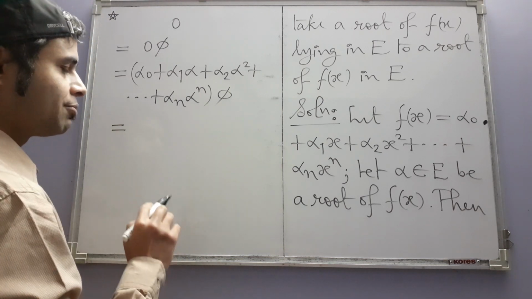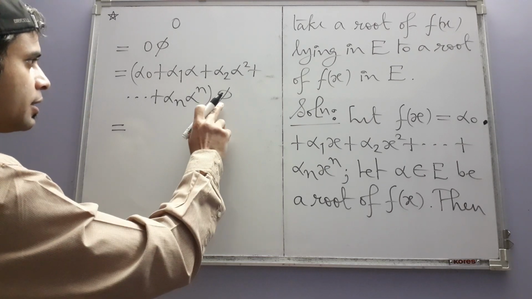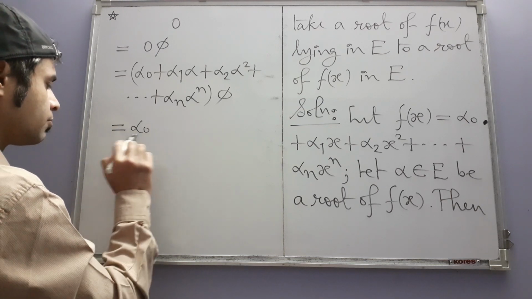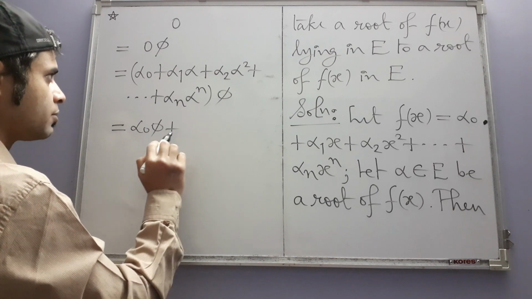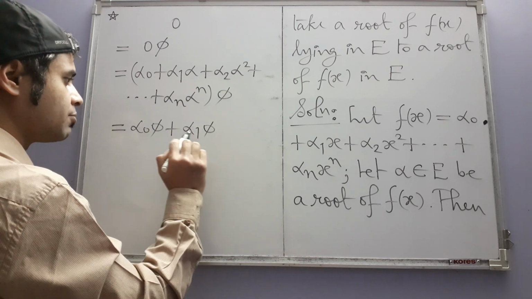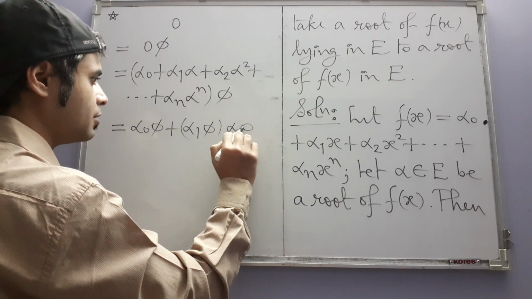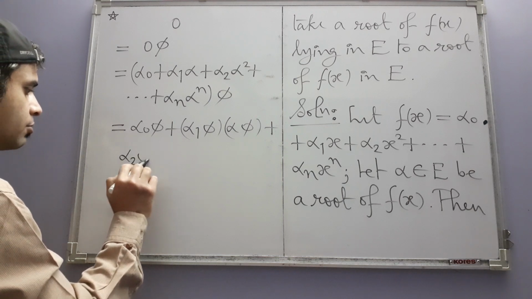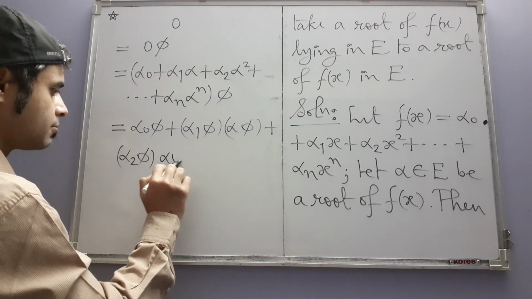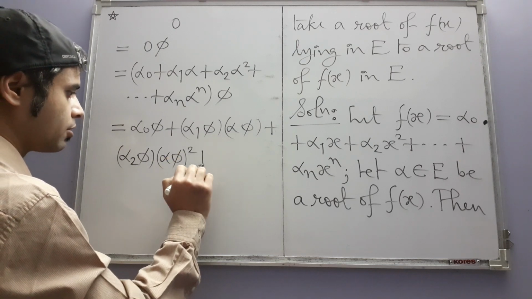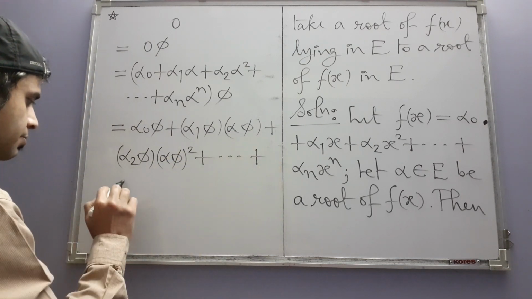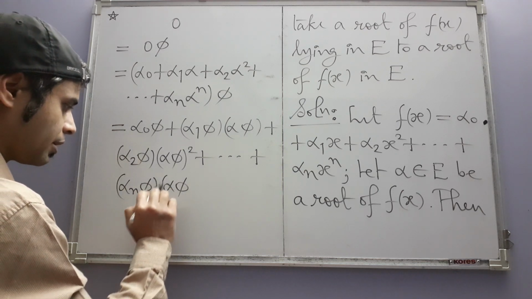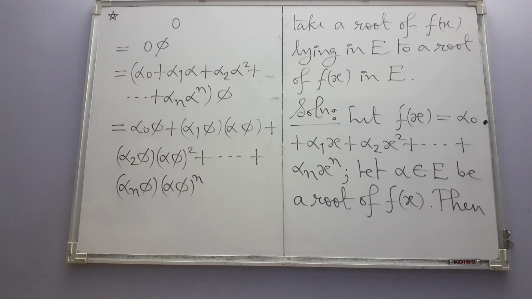But now, using the fact that phi is a homomorphism and hence it respects both addition and multiplication, we have next this: alpha_0 phi plus alpha_1 phi times alpha phi plus alpha_2 phi times alpha phi squared plus alpha_n phi times alpha phi to the power n. Okay.